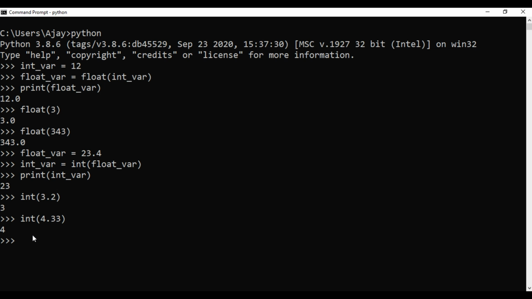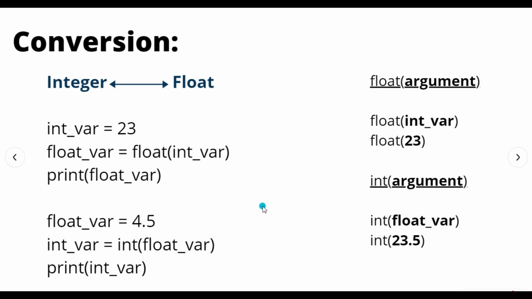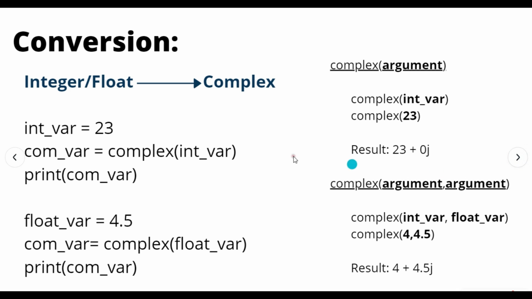So I hope now you have a clear understanding of the function we can use to convert integer data into float data, that is the float function, and how we can convert float data into integer data by using the int function. Now, as this topic has been finished, moving to the next slide, here we will see how we can convert the integer and float number into a complex number.